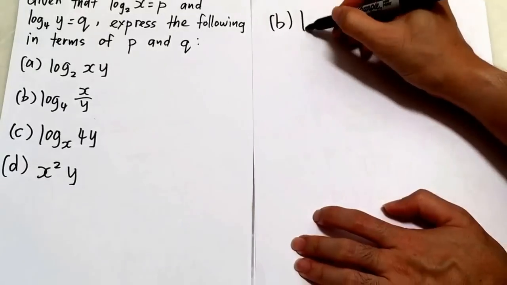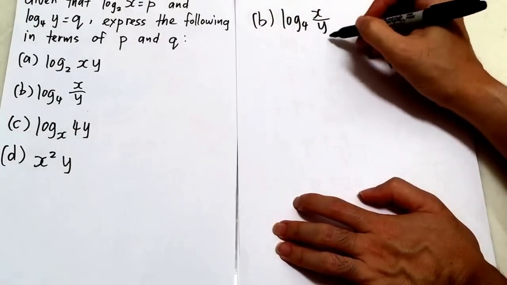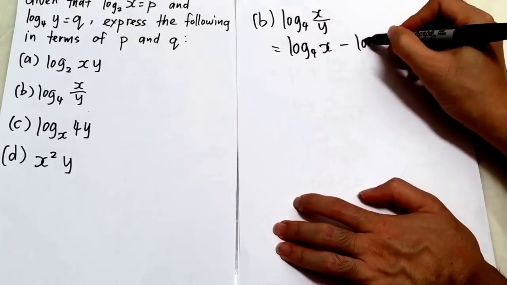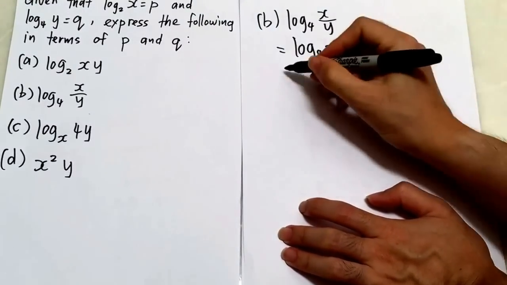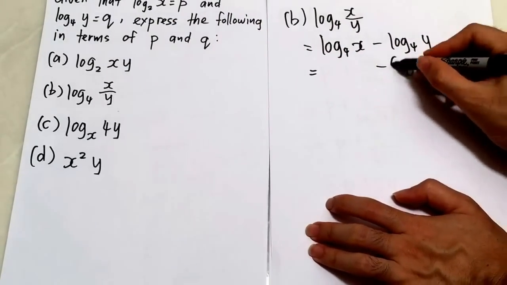Alright, B is log base 4 of x over y. You know this is x divided by y, right? For the log rule, divide, we know we will get minus. Alright, log base 4 of y is equal to q. This is pretty simple. This is equal to q.